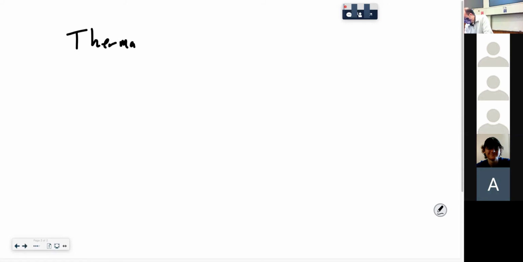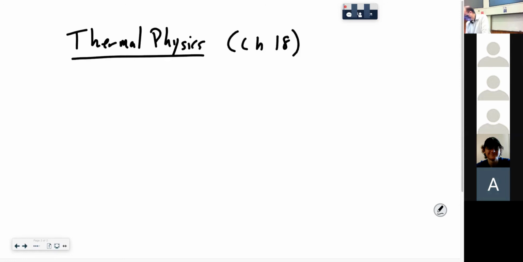Thermal physics. I know, it's going to be exciting. We're going to start with chapter 18, although I think there's more than one of them that we're going to get to before we're all done with this unit.